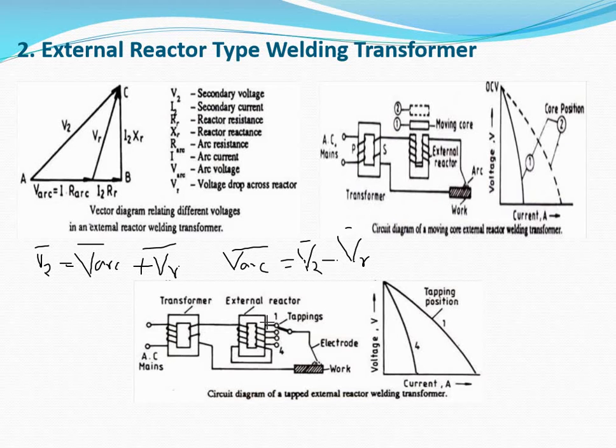So here, in this type, the current is controlled in steps. Here the graph for volt ampere characteristic for tap position number 1 and tap position number 4 is shown. So this is about the external reactor type welding transformer.